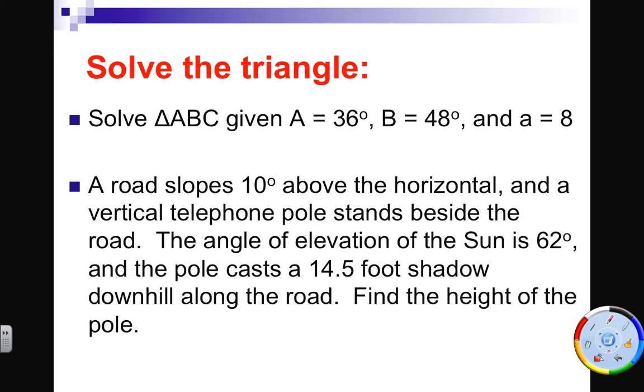All right, so here's what you have. You have a road that slopes 10 degrees above the horizontal, and a vertical telephone pole stands beside the road. The angle of elevation of the sun is 62 degrees, and the pole casts a 14.5-foot shadow downhill along the road. You need to find the height of the pole.